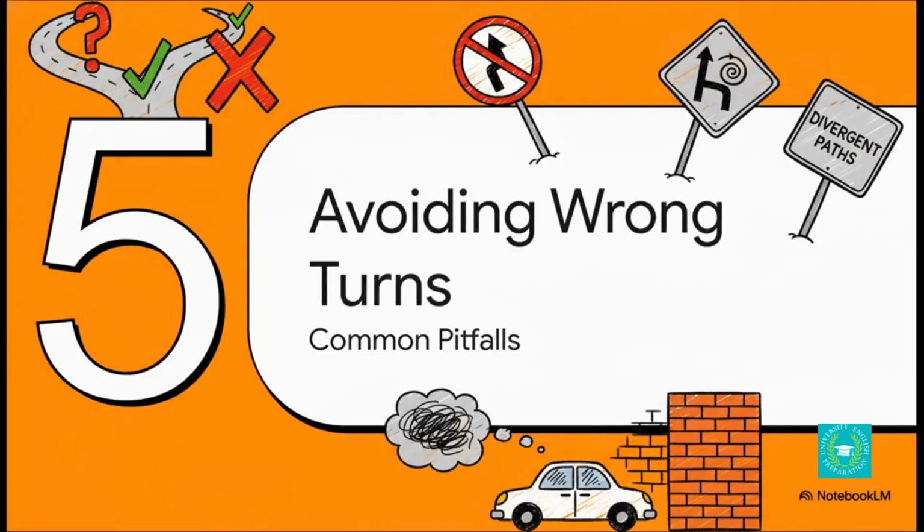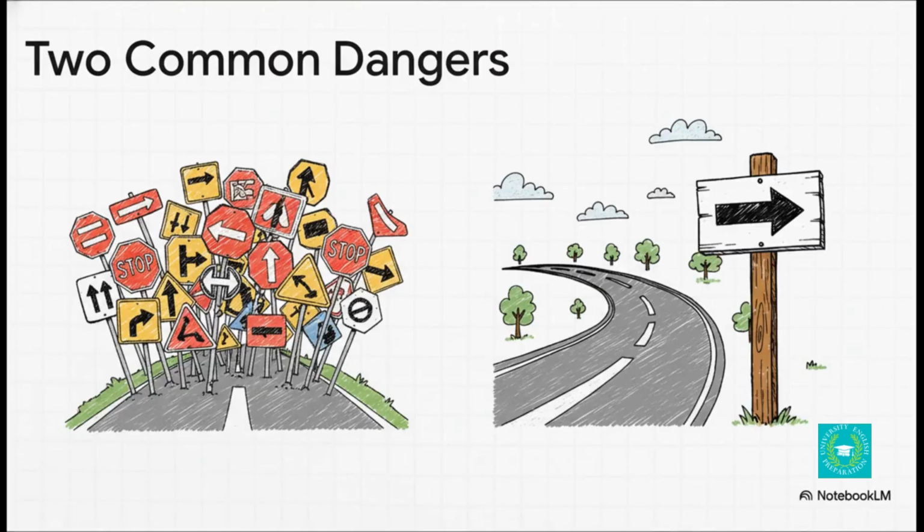Of course, just like with any journey, there are always some potential wrong turns. Using these signs well also means knowing what the common mistakes are, so you don't accidentally lead your poor reader down a dead-end street. There are two really common ways to get your reader lost. The first is over-signposting. This is when you start almost every sentence with a transition word. It ends up sounding clunky and robotic, like a GPS that just won't shut up.